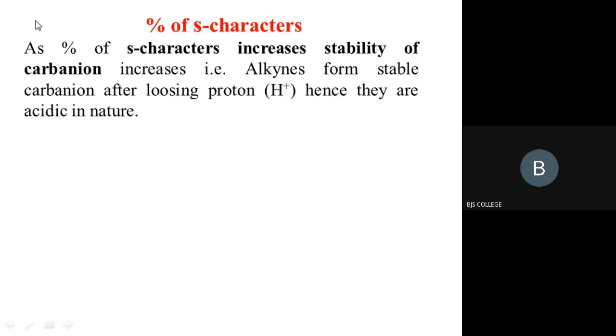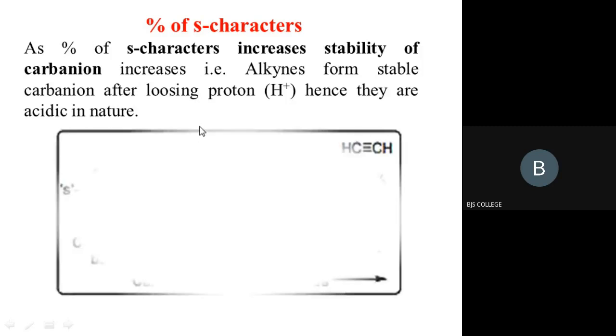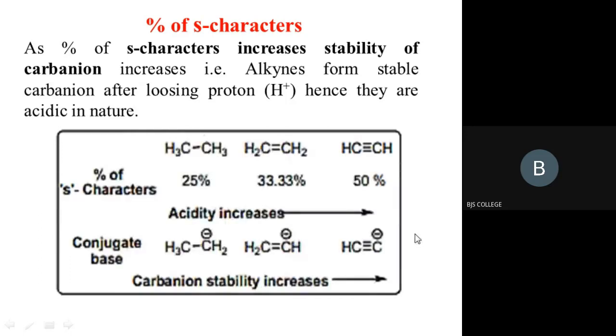It is observed that if the s character in any carbon increases, it becomes more electronegative, and that means if the percentage of s character increases, the electronegativity of carbon increases, which will make the carbanion highly stable. That means a carbanion of an alkyne will always be highly stable as compared to the carbanion of an alkene and alkane. For example, we have ethane, ethene, and acetylene. This is your alkane, this is your alkene, and this is your alkyne.